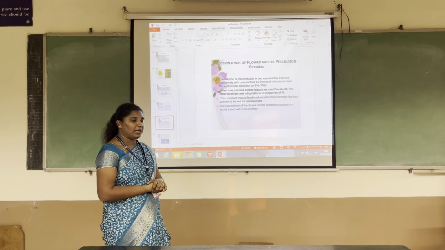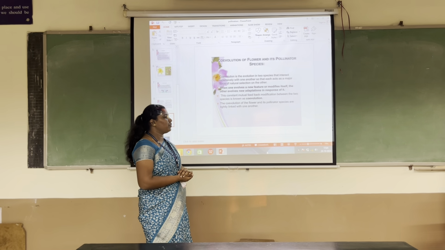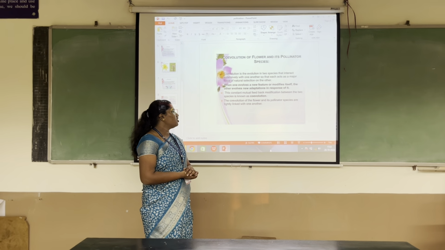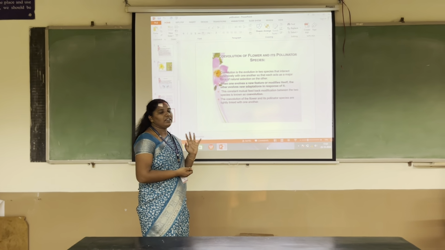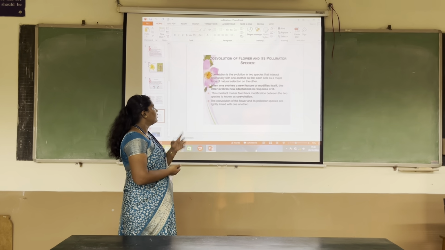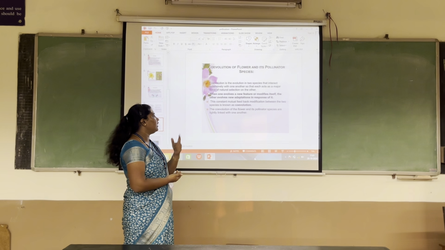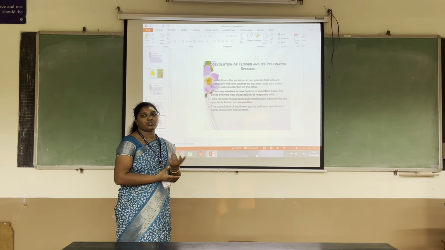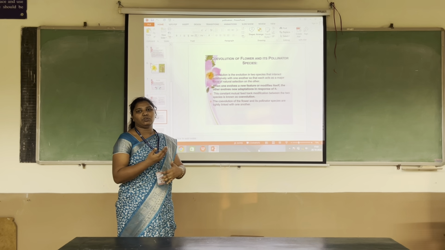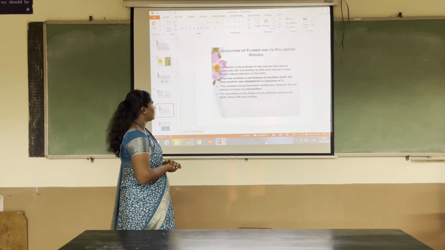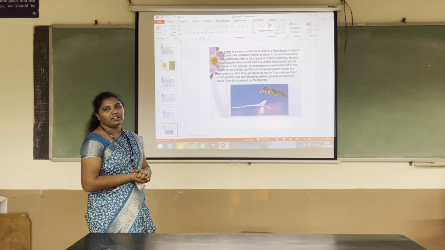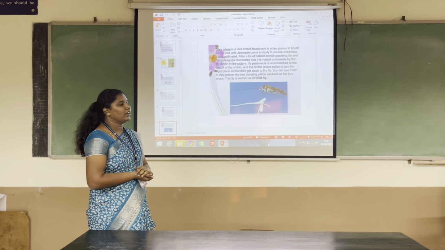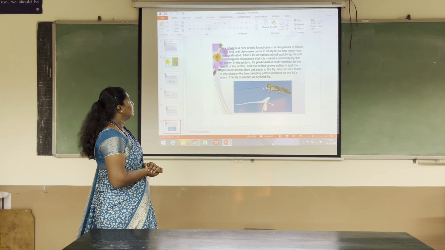The co-evolution of a flower and the pollinator species can be tightly linked with one another, because if the plant is not adapted, it cannot show any new modification. If the plant adapts to a new practice, the pollinator can show a new change in the same way. Let us learn about a unique species of orchid showing co-evolution.